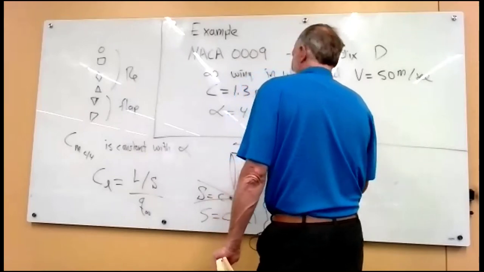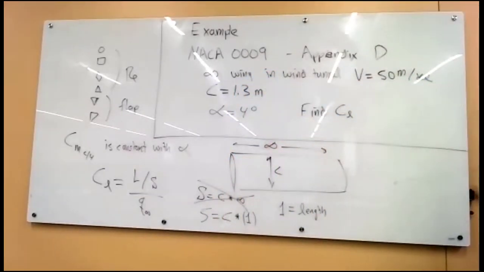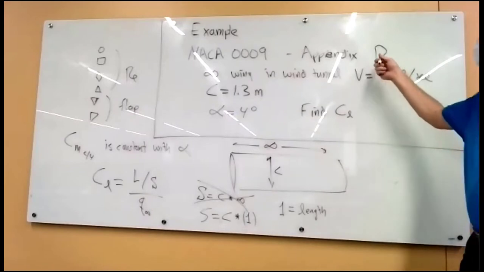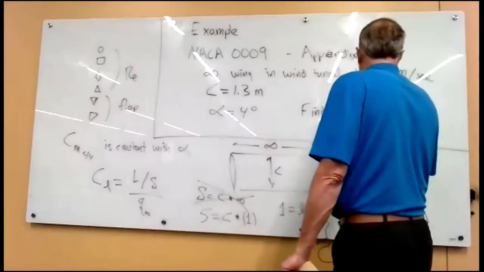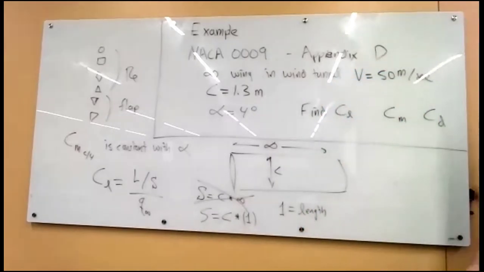From the charts, if we do this wind tunnel test and we want to compare our numbers to what people have gotten before, we look at Appendix D and we get CL, CM, and CD. So really this is an example of how you look up data on these charts and plots.